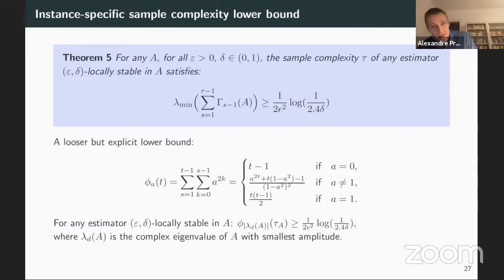Well, as you see, the lower bound is not very explicit because of this lambda mean of the cumulative Gramians, but you can derive a looser but explicit lower bound based on this one. And essentially, it's written here. So if lambda D is the complex eigenvalue of A with the smallest amplitude, then phi parameterized by this eigenvalue of tau must be bigger than this. And phi is completely explicit. It's given here. So this lower bound is valid for stable, unstable, marginally stable systems.